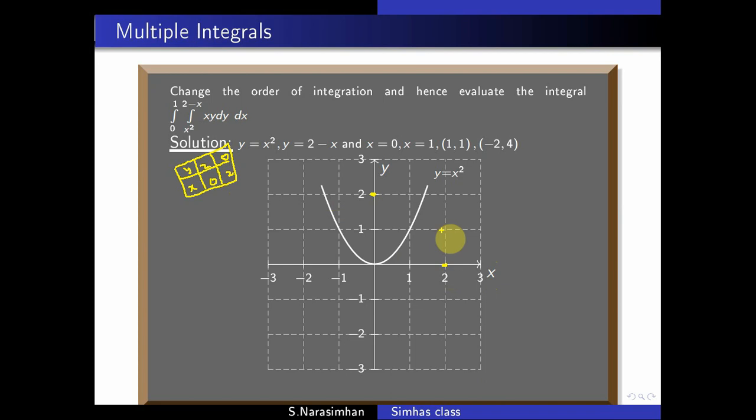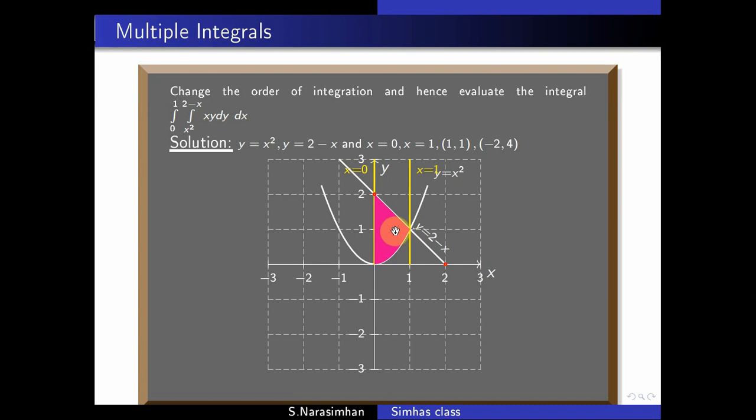This is the way that we can draw the straight line. So let me mark the points (0, 2) and (2, 0). Join these points, we get the line y is equal to 2 minus x. Next I am going to draw the line x is equal to 1 and then x is equal to 0. The area bounded by all these curves is this. This is the area which is bounded by all these curves.